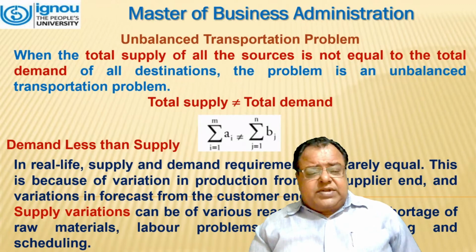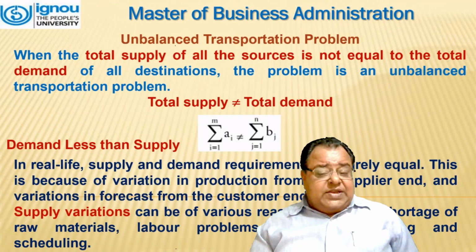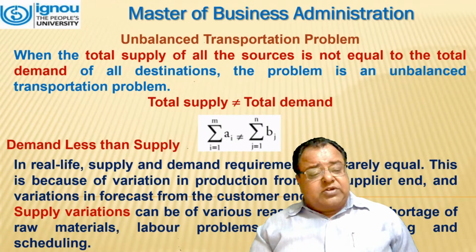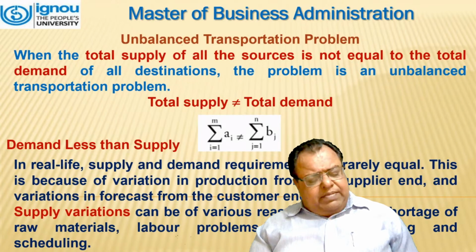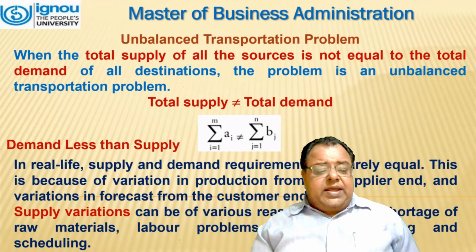In real life, supply and demand requirements are rarely equal. This is because of variation in production from the supplier end and the variation in forecast from the customer end. Supply variations can be due to various reasons, such as shortage of raw material, labor problem, improper planning, and scheduling.